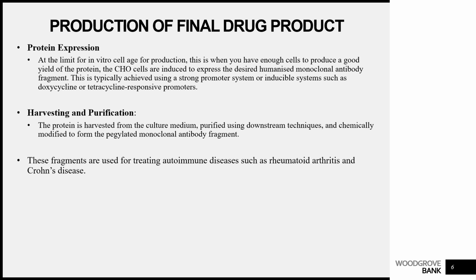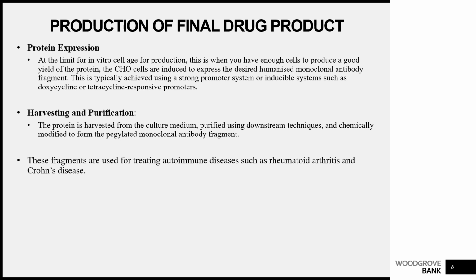And these proteins are produced by the expression of the genetic construct, which is contained within the plasmids. So for protein expression, at the limit for in vitro cell age for production, i.e. when you have enough cells to produce a good yield of the protein, the CHO cells are then induced to express the desired humanized monoclonal antibody fragment. This is typically achieved using a strong promoter system or inducible systems such as doxycycline and tetracycline responsive promoters.